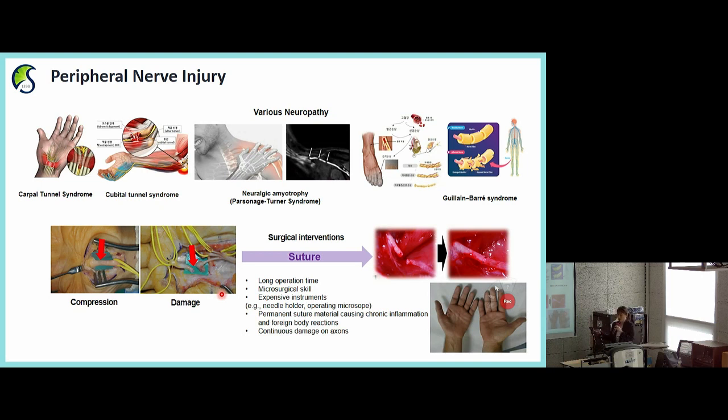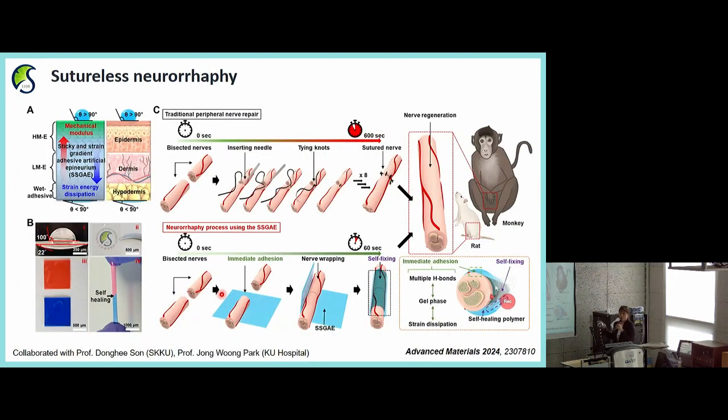But the suture method takes a long operation time. Also, the medical doctors need expertise in microsurgical skill to connect a single nerve. So these skills also affect the recovery of the patient's muscle tissues. So our research is for overcoming this suturing method. Using this sticky patch, we can achieve the nerve connection within just 1 minute.